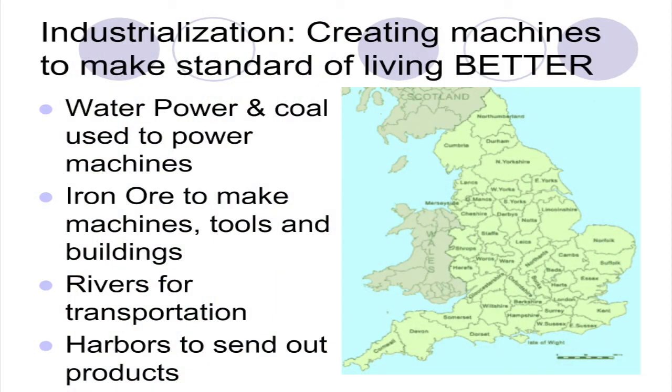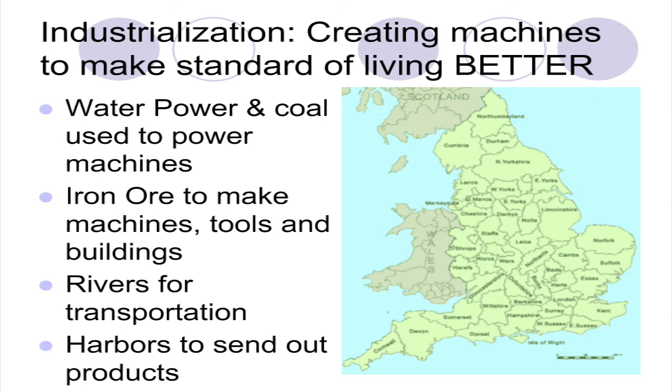Creating machines to make standards of living better. Remember that a lot of the inventions were created for people to live better lives. In this case, corporations and businesses will make so much money because they're looking to see how they can do things much easier. Water power and coal was used to power machines, so huge machines are being created to create things faster, more efficiently. And iron ore is used to eventually create iron products, which create buildings and structures, as it mentions there.